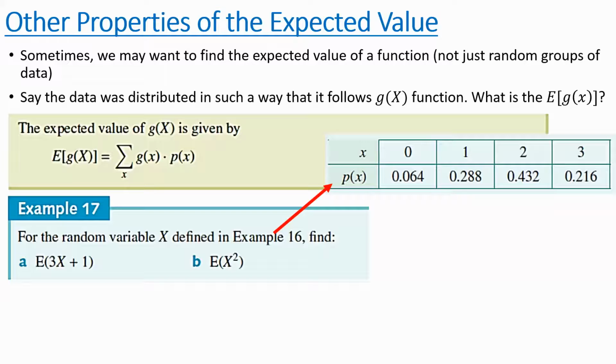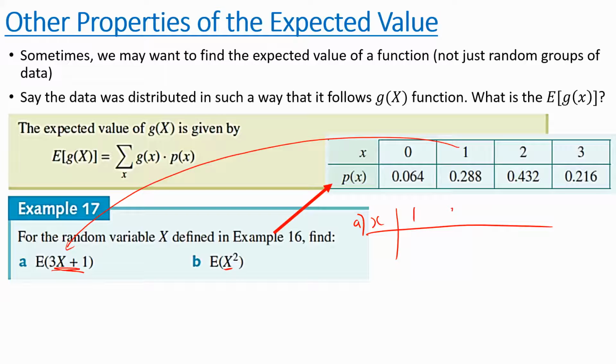You are now to find the expected value of a function. This function is linear. This function is quadratic, you'd square it. How does it change things? Well, you get two different tables. For the first one, x now becomes: 0 times 3 is 0 plus 1 is 1. 1 times 3 is 3 plus 1 is 4. 2 times 3 is 6 plus 1 is 7, and 3 times 3 is 9 plus 1 is 10. But your probabilities all stay the same.